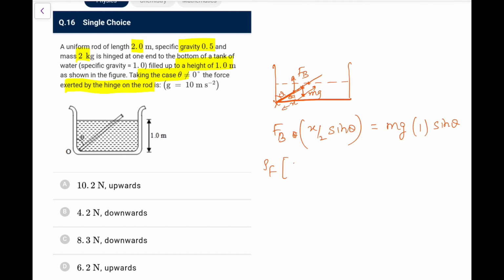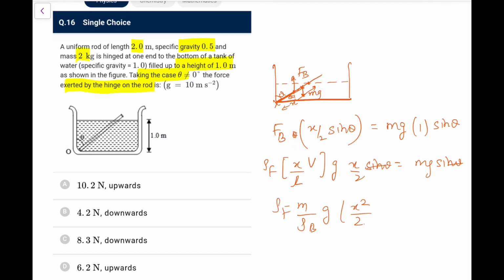Volume we can have, volume would be x by L, x by the total length, into V into G, into x by 2 sine theta is equal to mg sine theta. So the sine theta terms go, and rho f into V I can write as m by rho, so that will become rho f, m upon rho of body, into G into x square by 2L is equal to mg. So this mg goes, so x square by 2L is equal to rho b upon rho f. So body has 0.5 rho b by rho f.